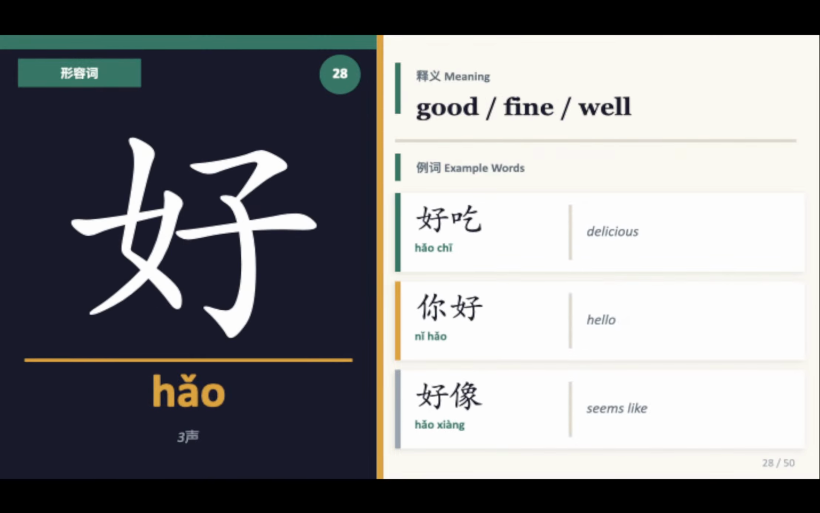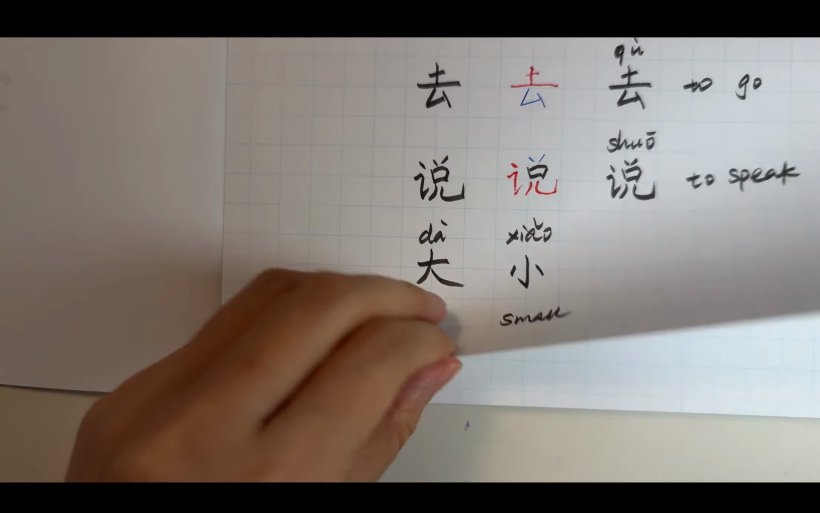然后这个我们上一次也有提到过，一个女，一个子 a woman and a child, which means 好 is good, fine or well. So 好吃，这个食物很好吃，好吃 means delicious. 你好 everybody knows this, hello. 好像 seems like or looks like. So let's see how to write the 好.